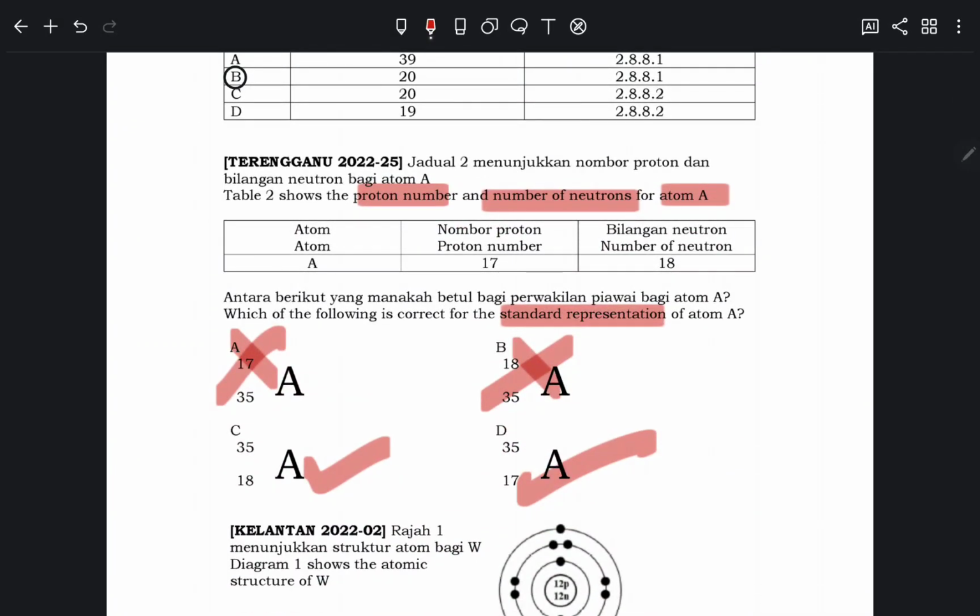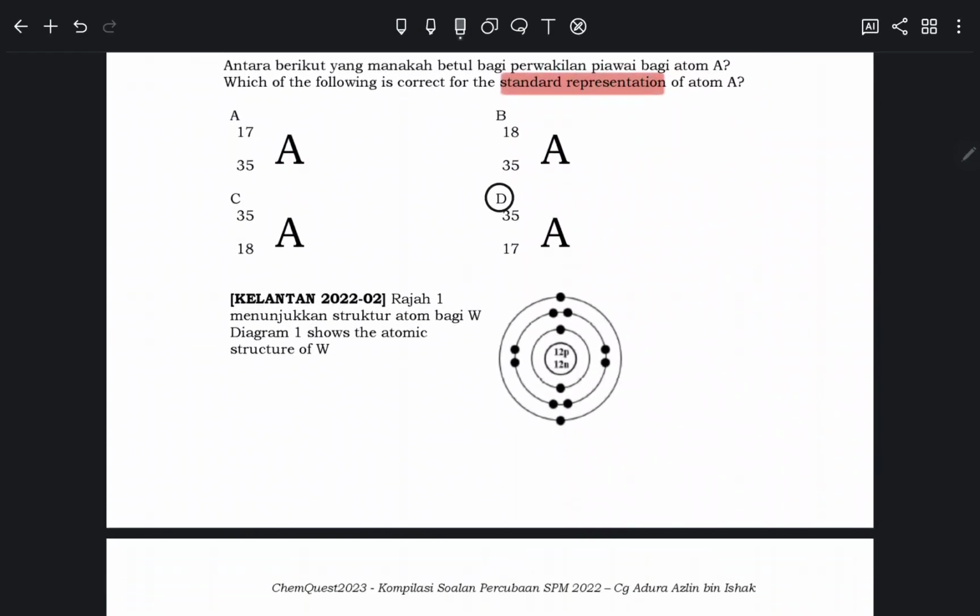And then below I have what? Proton number. So 17 is the proton number, 18 is the neutron number. So which should I take, C or D? If I take D, below is the neutron number. Can I take the neutron number in standard representation? No, I should take only the proton number below. So the correct answer is D.